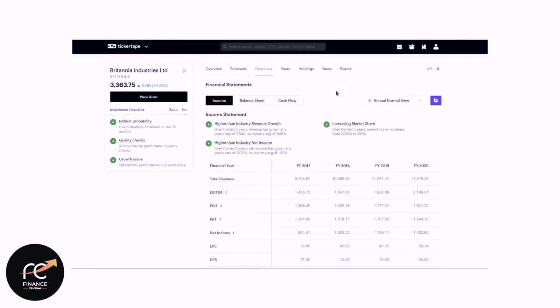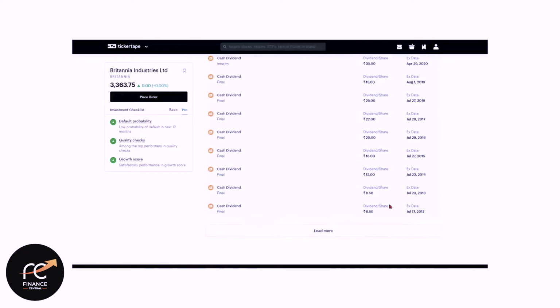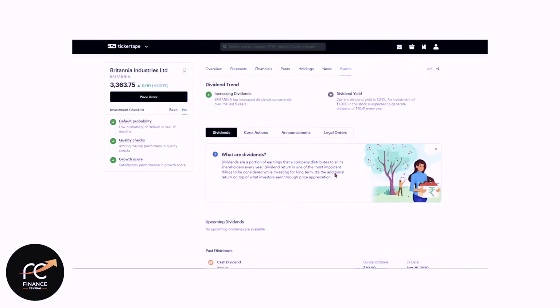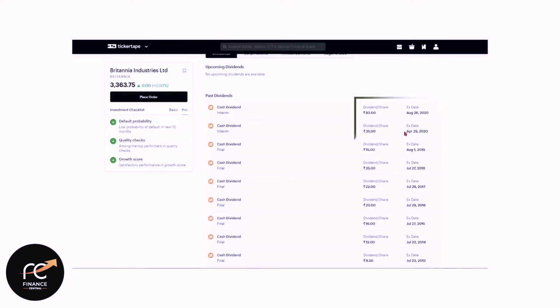And if we look at dividends, the company has continuously paid good dividends to its shareholders. As you can see, it's mentioned here, Britannia has increased dividends consistently over the last 5 years. Which means not only have they paid the dividends regularly, but also increased them every year. And if you notice, the company paid 2 dividends last year, in April and in August. This was the very time when the stock market was crashing and all companies were falling, due to the pandemic.